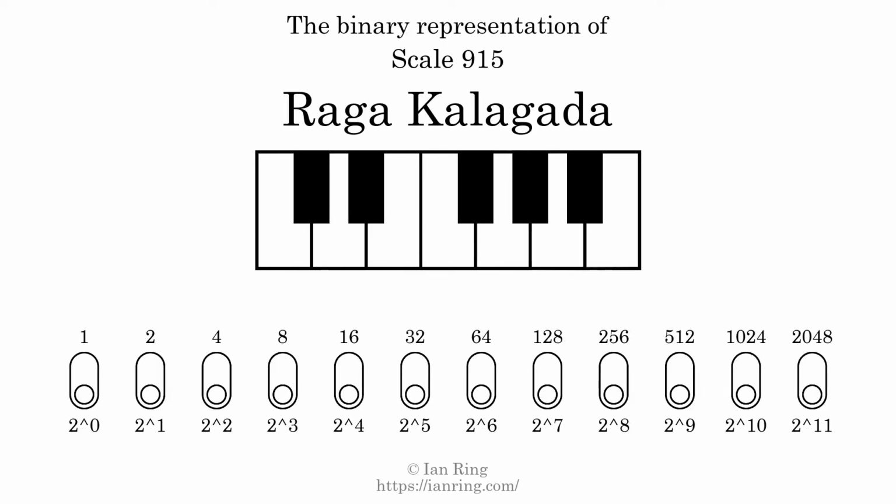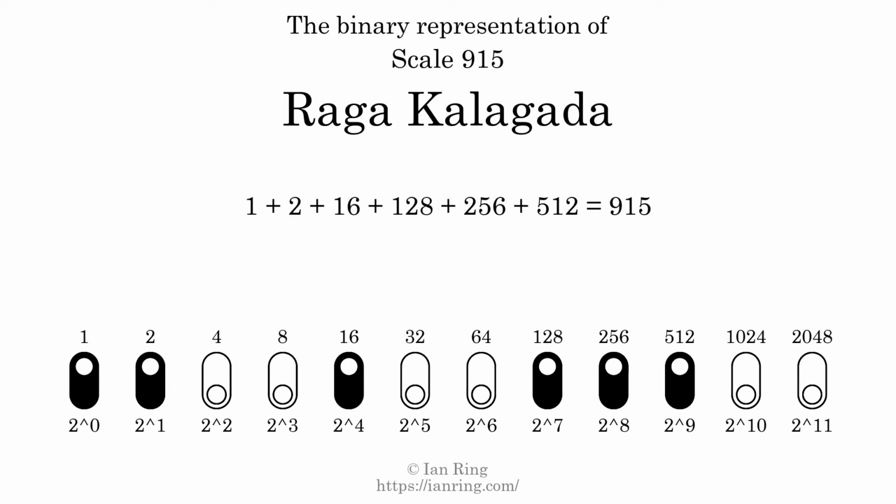The binary representation of this scale is determined by mapping tones of the scale to binary digits. Each binary digit represents a power of 2. To get the scale number, we add the powers of 2 together. The powers of 2 that are present in the scale, all added together, equals 915. That is why the scale number, in decimal, is 915.